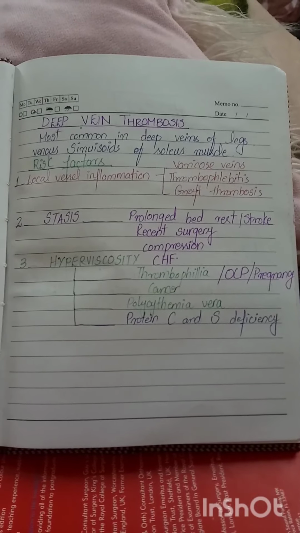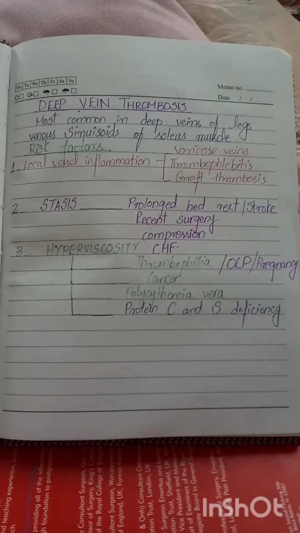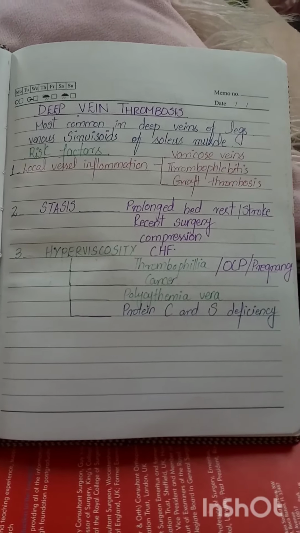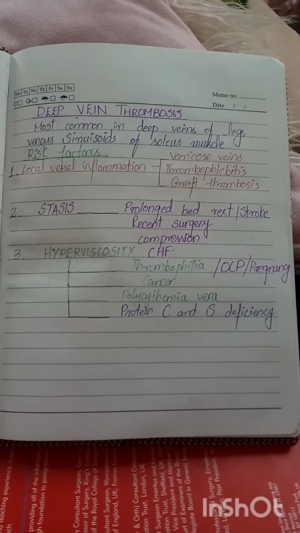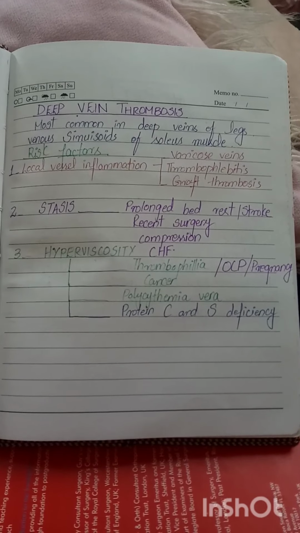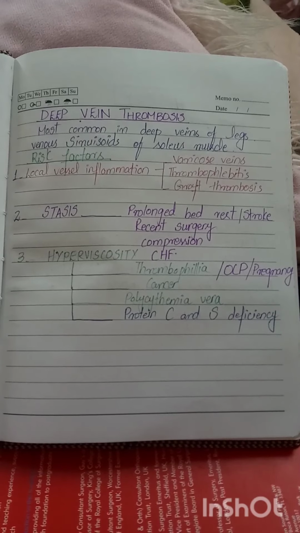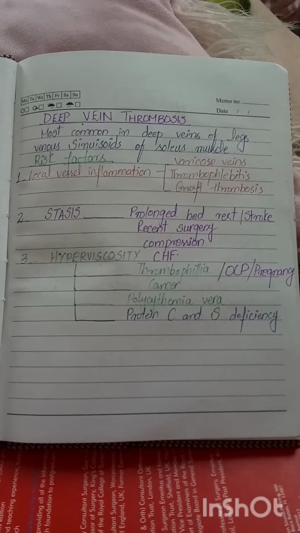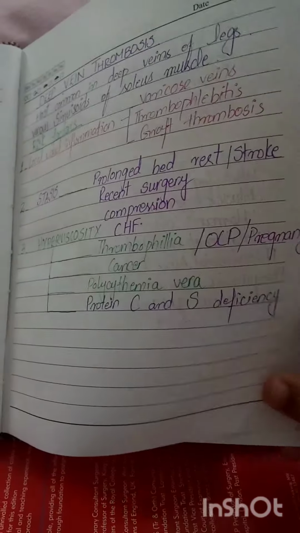And the third risk factor is hyperviscosity. Hyperviscosity can be due to pregnancy, or patients who are taking oral contraceptive pills, or thrombophilias such as protein C and S deficiency, and cancer is a hypercoagulable state, and polycythemia vera, where bone marrow produces an excess number of RBCs. So now we will go through history and physical examination, which is quite interesting.